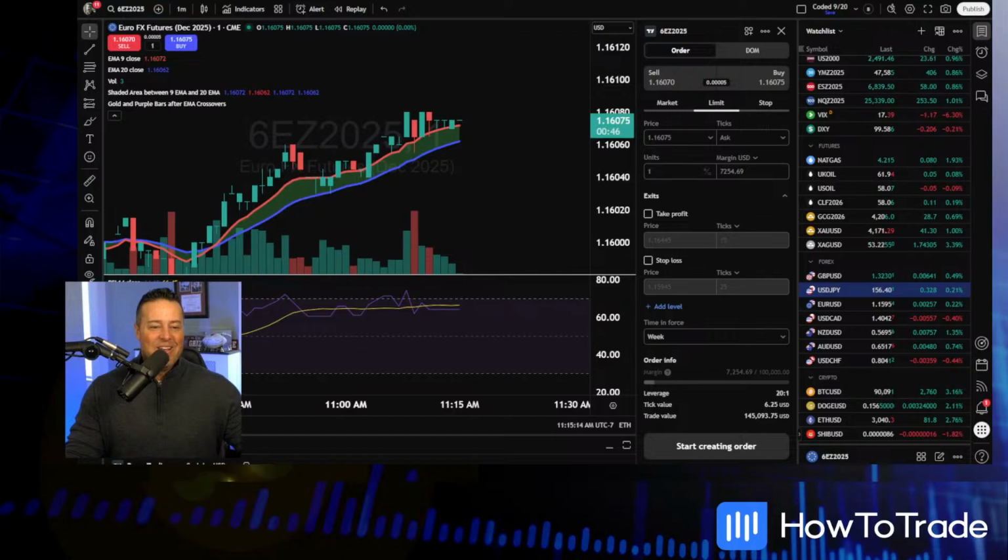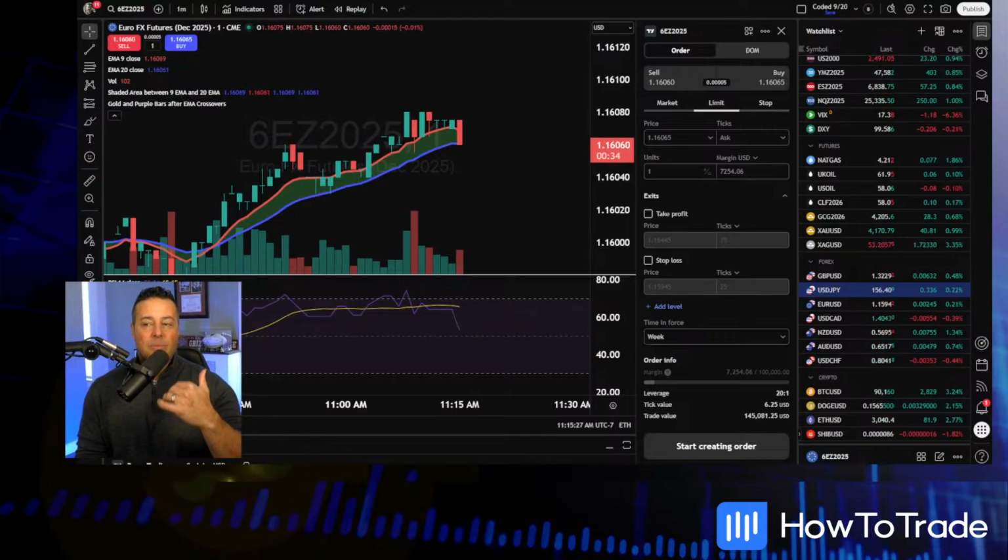What's the difference between a tick and a pip? Well, a tick and a pip is essentially the same thing. A pip is the smallest unit that's going to move in the Forex market. So a pip is a point in percentage. In futures, a tick is a tick. It's still the smallest increment of pricing.